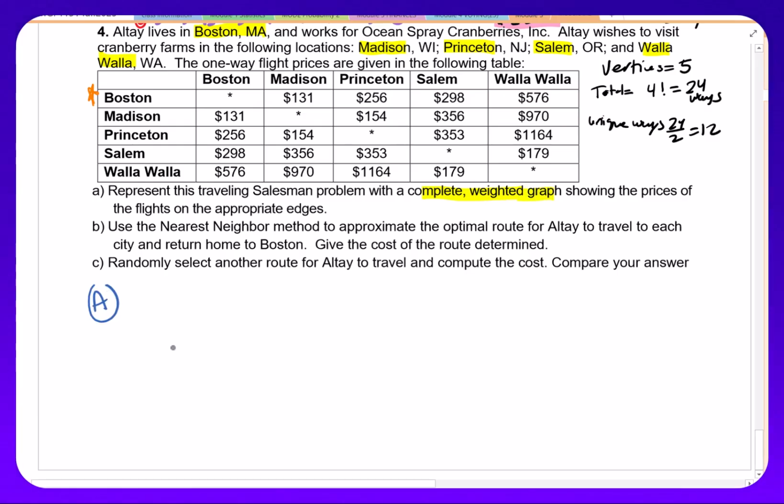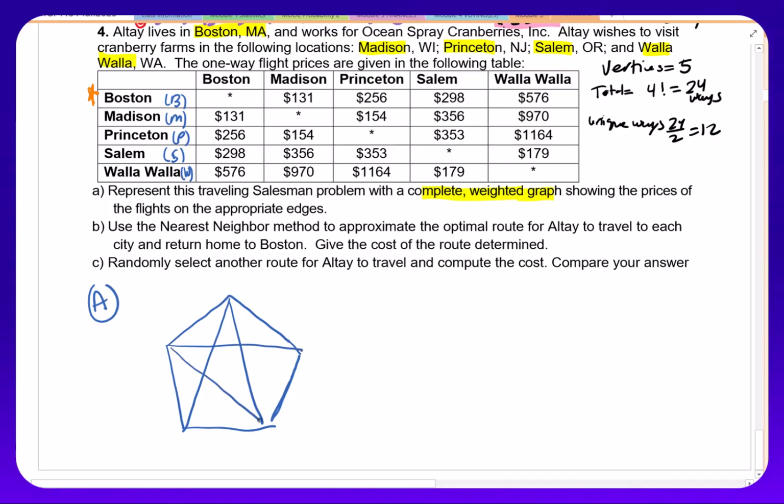If you're doing abbreviations, and there should be a title on this problem as well, I have the drawing for you to put on there. I'm going to use my lowercase letters for each one of them, but if I were doing this for a project or a lab, I would need to put those down with a title, with the units, and a legend. So since I'm starting off with my home base as being Boston, I'm going to use that as the tip on the top. And then I'm just going to go Madison, Princeton, Salem, Walla Walla.